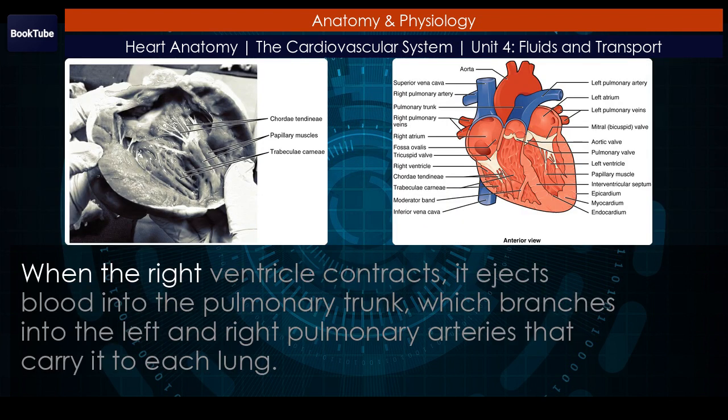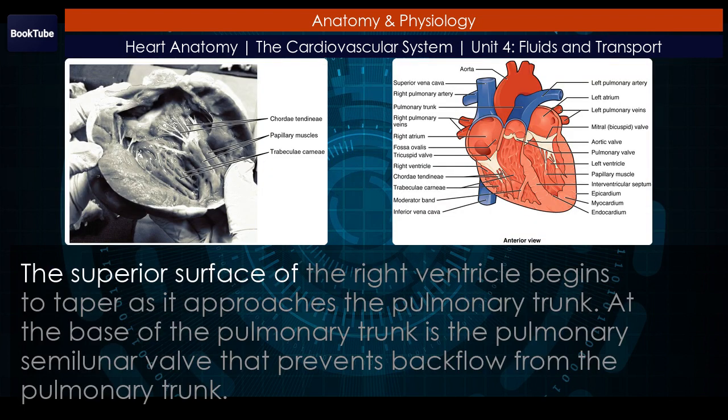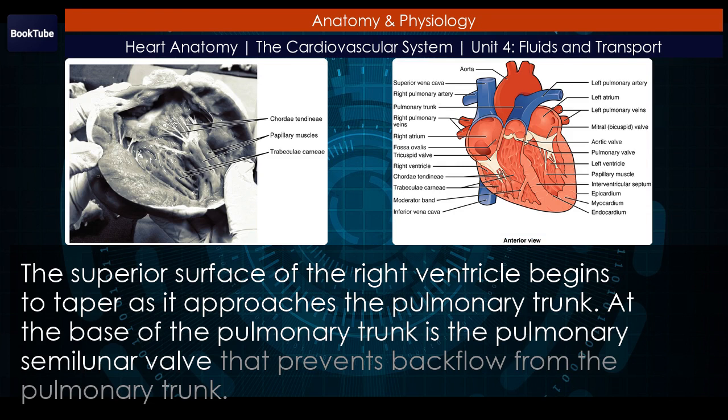When the right ventricle contracts, it ejects blood into the pulmonary trunk, which branches into the left and right pulmonary arteries that carry it to each lung. The superior surface of the right ventricle begins to taper as it approaches the pulmonary trunk. At the base of the pulmonary trunk is the pulmonary semilunar valve that prevents backflow from the pulmonary trunk.